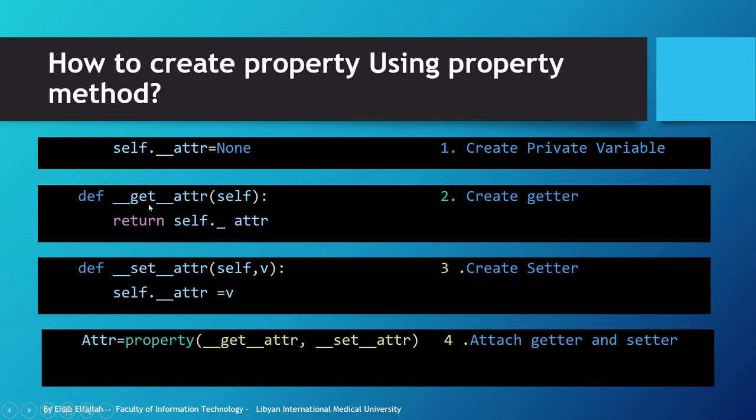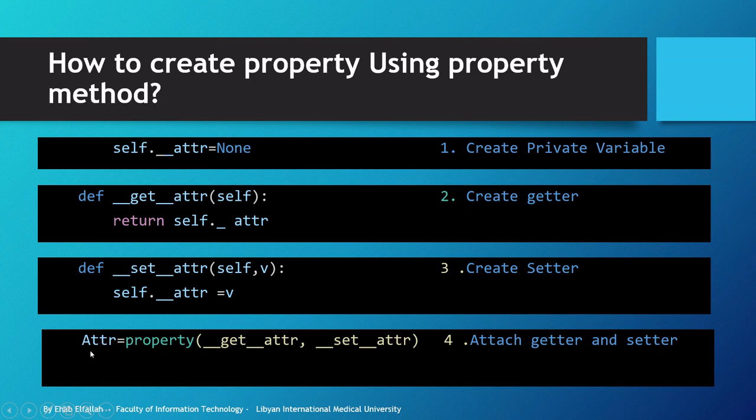Here also it's better to name it with the same mechanism. We put 2 underscores, then set, then attribute, then we receive the two parameters, the self and the value, and we assign the value directly, or we can control it. Then there is an extra step, where we attach the getter and the setter to the attribute property.